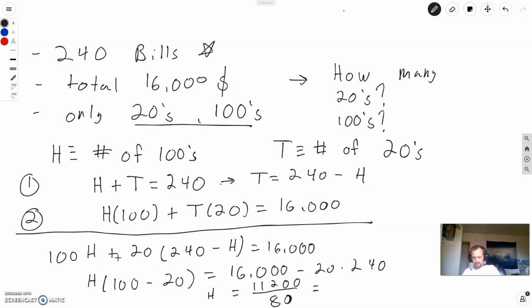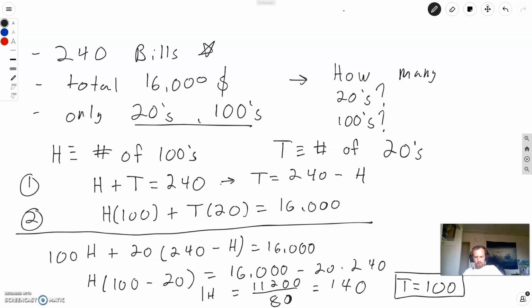And whatever this number is, it better be a whole number. I can't have 16.5 $100 bills. And actually, if I do this, I will get 140 $100 bills. So then, because I know they add up to 240, my T must be equal to 100.